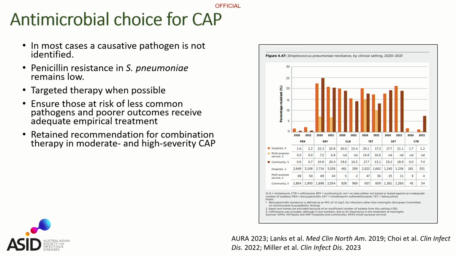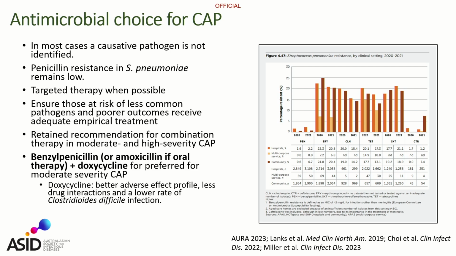So this version of the TG has retained a recommendation for combination therapy in both moderate and high severity community-acquired pneumonia. As has been discussed already, for moderate severity community-acquired pneumonia, benzyl penicillin and doxycycline remain the preferred therapy for patients with the absence of other identified risk factors for less common pathogens. And there is, and I'll go through it in a moment, a recommendation for oral amoxicillin for moderate severity pneumonia.